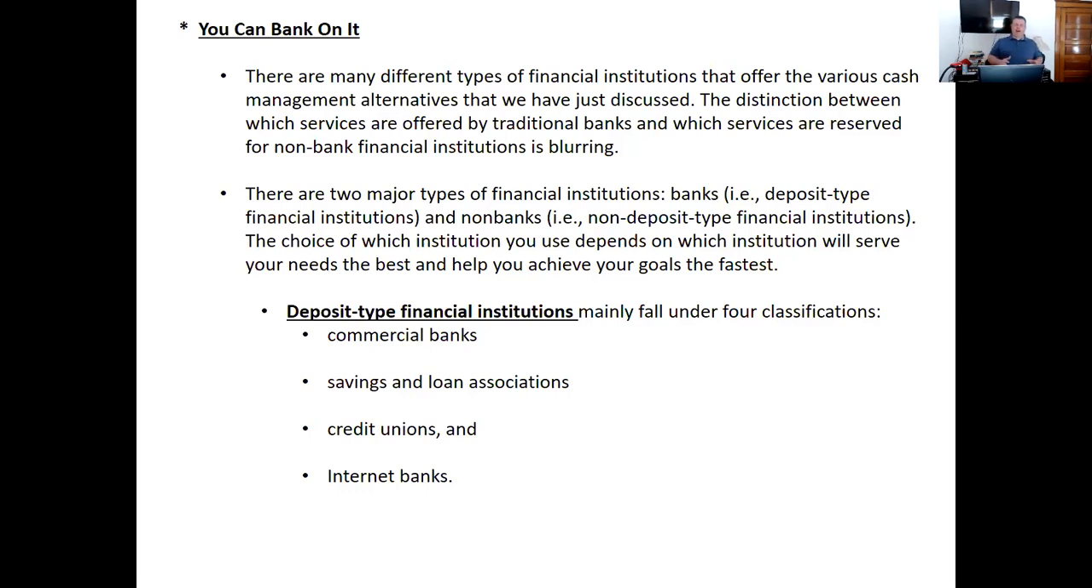So deposit type financial institutions mainly fall under the 4 classifications: commercial banks, like First Financial, the State Bank, the Preferred Bank; savings and loan associations, which you really don't see a lot of anymore; credit unions; and internet banks, where you only use the internet to engage your account.